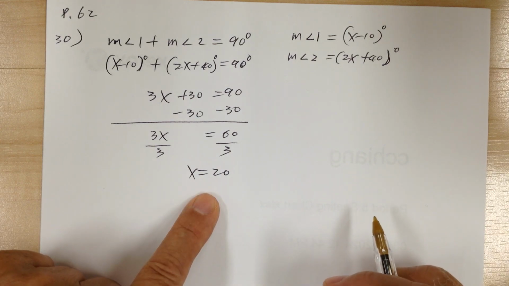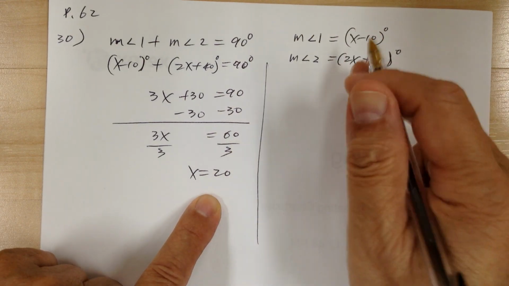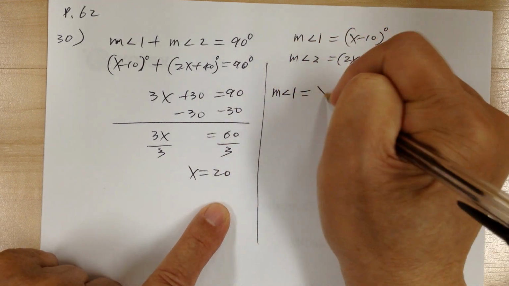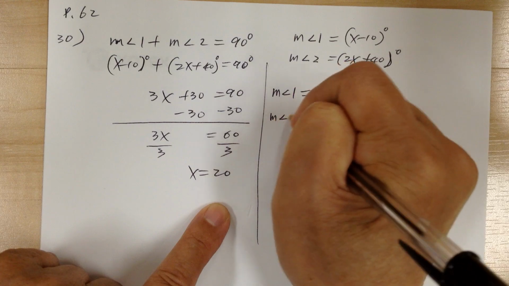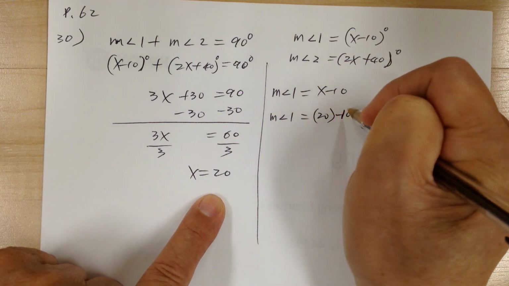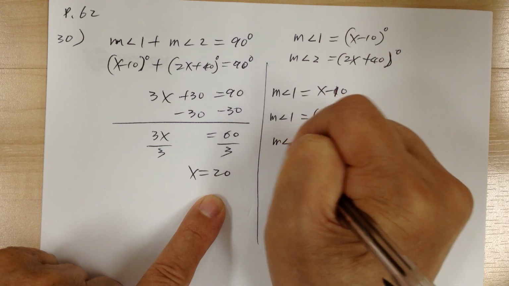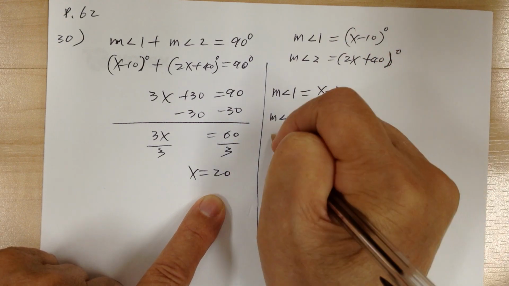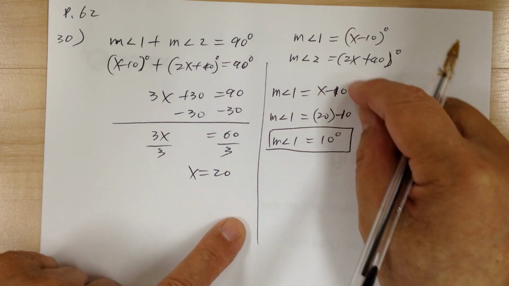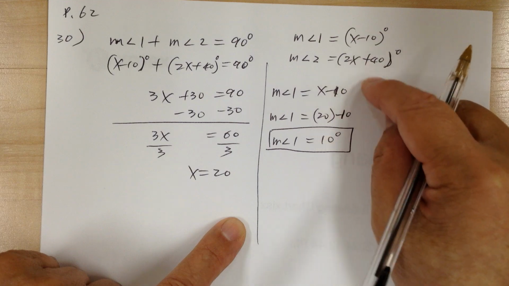So once you find x equal to 20, we can go and find both angles. Measure of angle 1 equal to x minus 10. So measure of angle 1 equal to 20 minus 10, so measure of angle 1 equal to 10 degrees. You can just not worry about the degree label until the end.